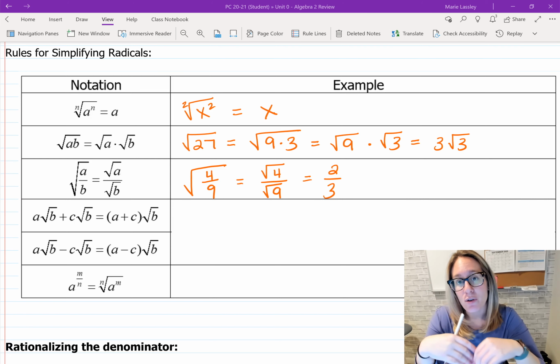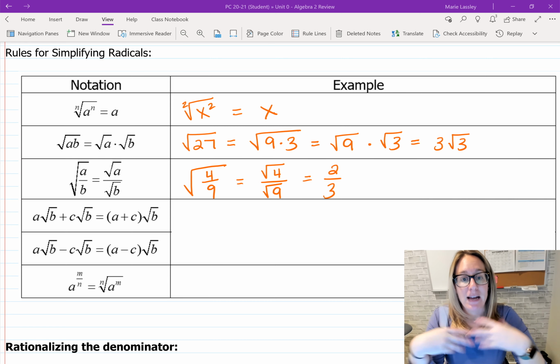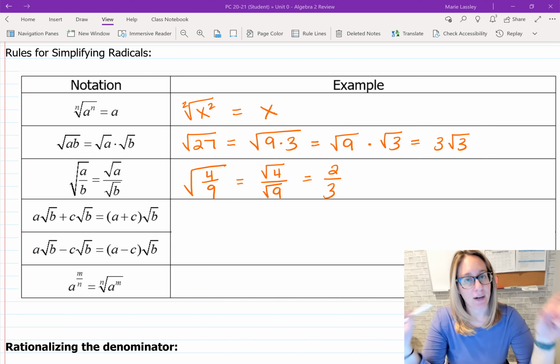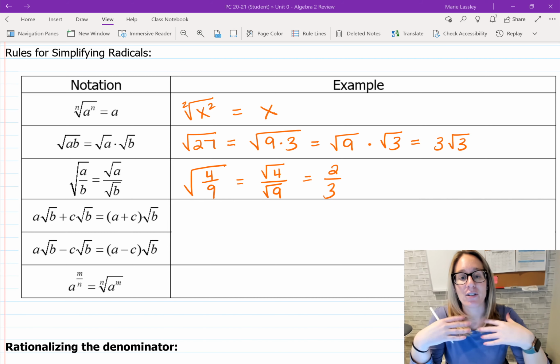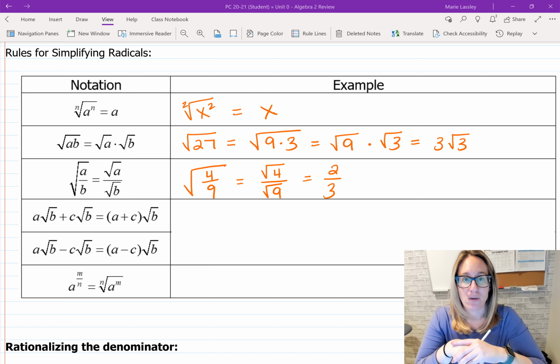You cannot do this with addition or subtraction. So for instance, if I had, say in my example, the square root of 9 plus 3, you cannot separate those into the square root of 9 plus the square root of 3. That's not how it works. These two properties only work with multiplication and division. So just be careful. Don't try and do weird stuff with them. Our only subtraction and addition properties are these ones we're going to see below.